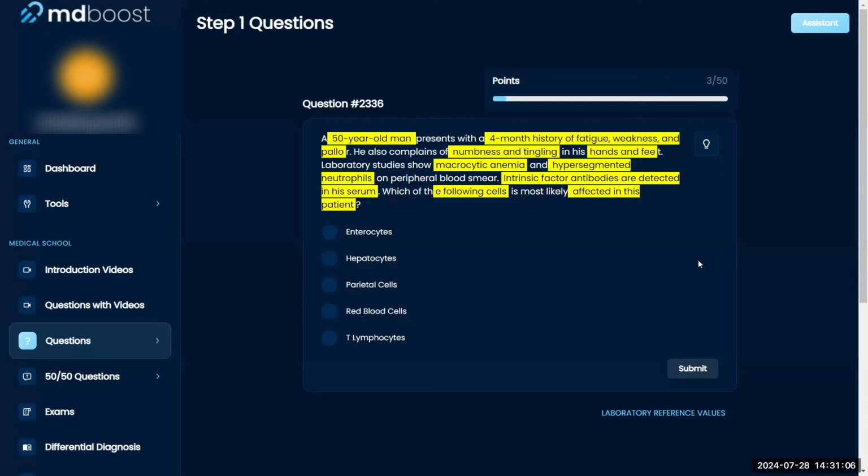What do they want to know? They want to know which cell is most likely affected. Well, if he has a macrocytic anemia, it's usually only two things: B9 or B12. Hypersegmented neutrophils, intrinsic factor, they're all talking about really... I think red blood cell. Unless it could be something else.